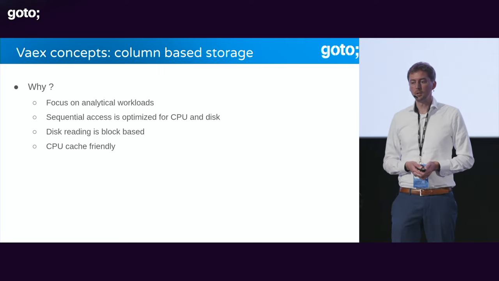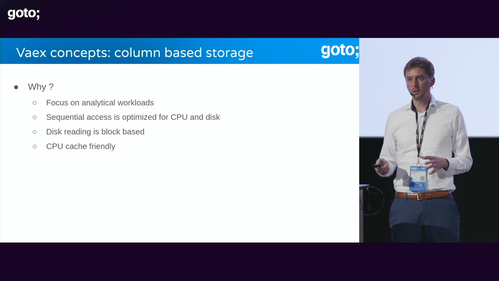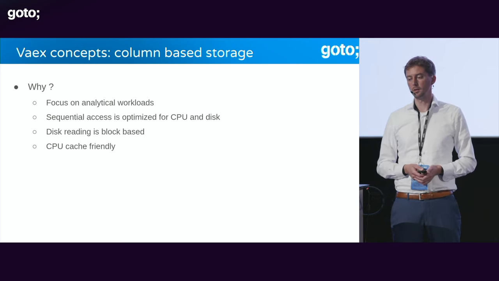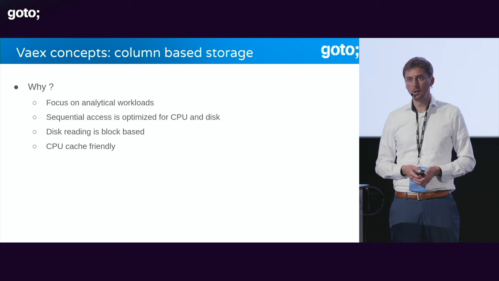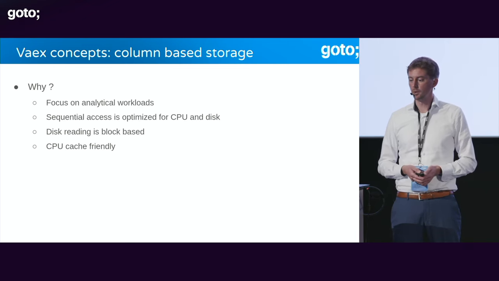Column-based storage is really important. So why? Maybe you've noticed, but we focus on analytical workloads. That basically means you're going to use a few columns and focus on these columns, calculating aggregations and statistics on that. And sequential access is ideal for disks, RAM, and CPU. Disk reading is always block-based, so you can just read a lot of blocks, which should be really fast, and it's cache-friendly.